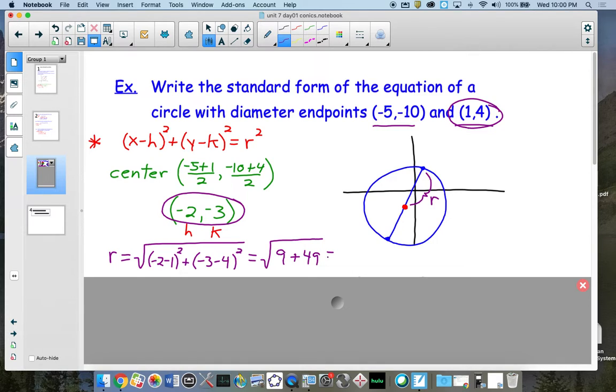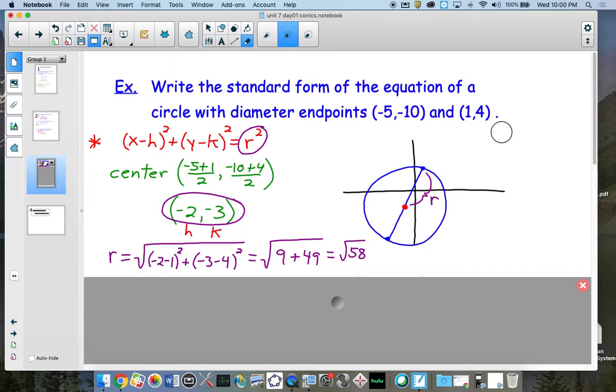I add those together, I get the square root of 58. Now, I realize that I'm supposed to write r squared in my equation, so r is equal to the square root of 58, so r squared is just going to be 58. The squared cancels the square root. So now we're ready to write our answer.